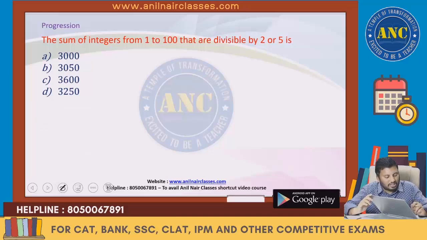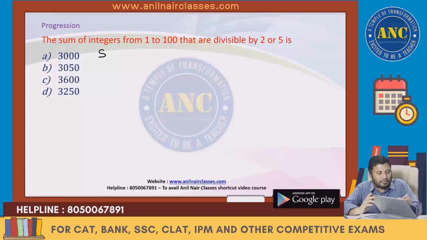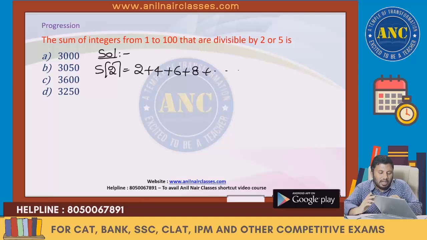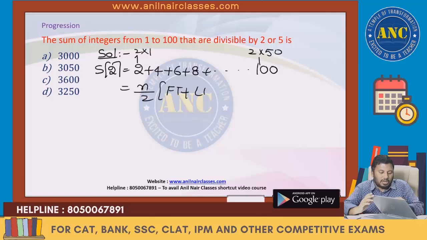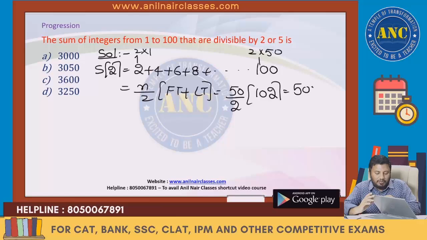Solution. Now with this understanding, let us solve the question. Sum of the integers which are divisible by 2: 2 ones are 2, 2 twos are 4, 2 threes are 6, and so on up to 100, which is 2 times 50. So it is n by 2 into first term plus last term. This is 50 by 2 into 102, which is 50 into 51, which is 2550.